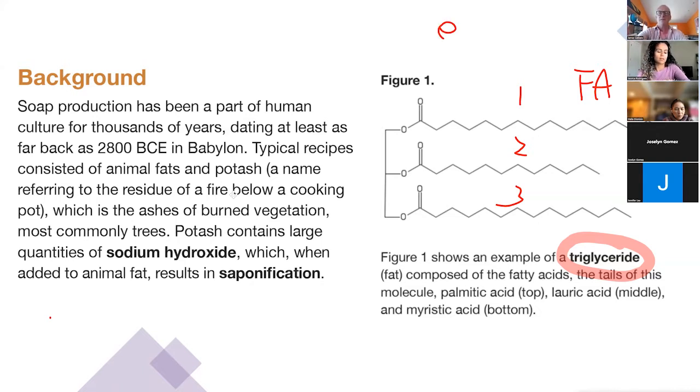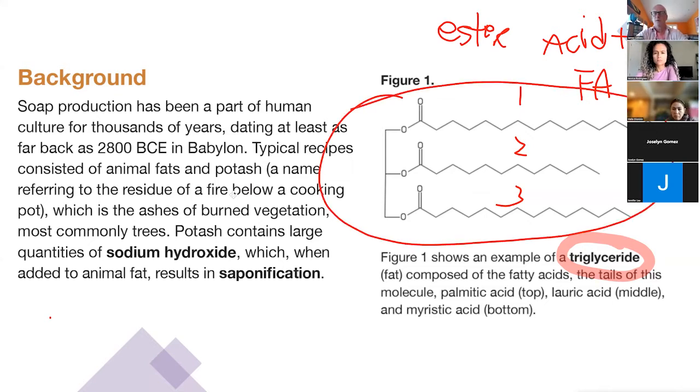And to make an ester, we need an acid. And what else do we need? What's the other molecule that makes an ester? It's an acid plus something. Alcohol? An alcohol, that's right. And so where's the alcohol in this molecule? It's a very special kind. Is it glycerin? It is. Excellent. Yeah, it's called glycerol.